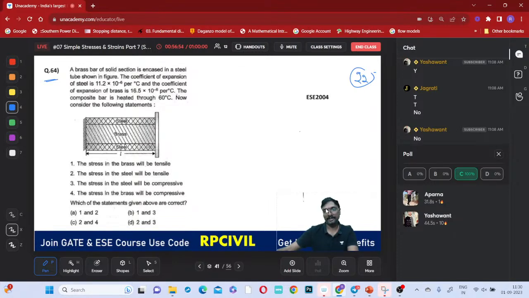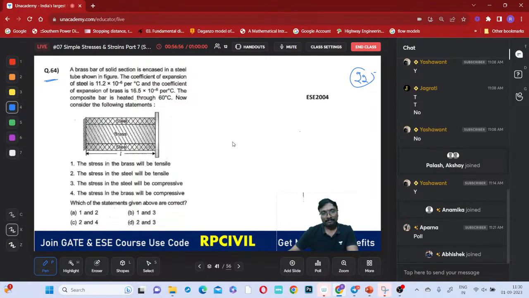Right. So let's observe. A brass bar of solid section is encased in a steel tube. The tube is steel and the rod is brass. The coefficient of expansion of steel is this much, and the coefficient of expansion of brass is this much. Alpha of brass is higher than alpha of steel. Then the composite bar is heated through 60 degrees centigrade. It means delta T increases. Now tell me what happens because of this.